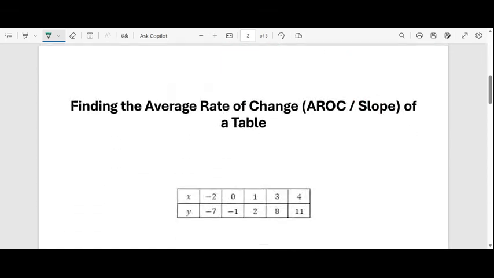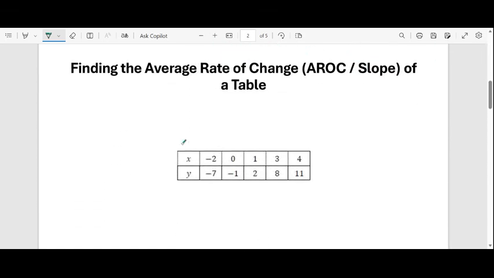Let's try another one. All right, so we're going to start by finding our change in Y and change in X. And remember, you want the change in Y to be on top of your change in X. So it's kind of counterintuitive. The one on the bottom is going to go on top. But let's see what our X's are doing.